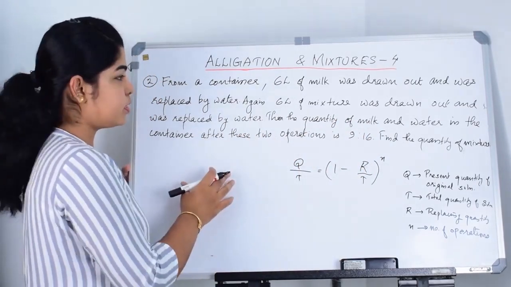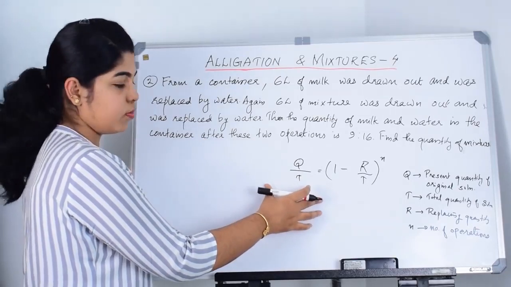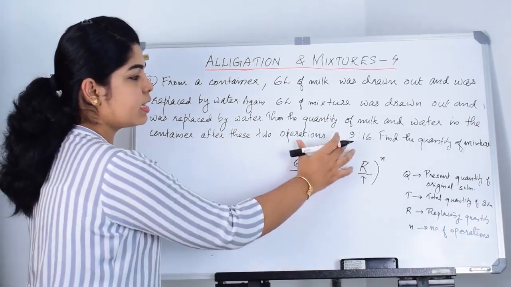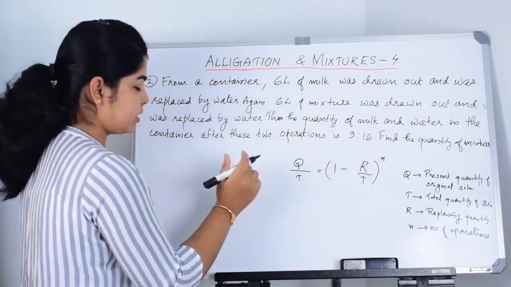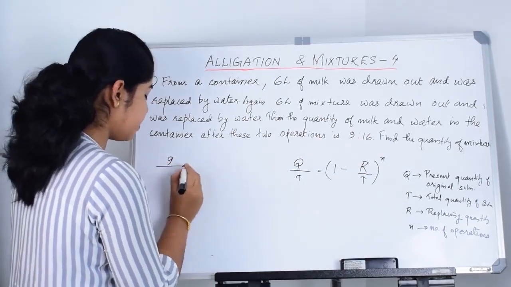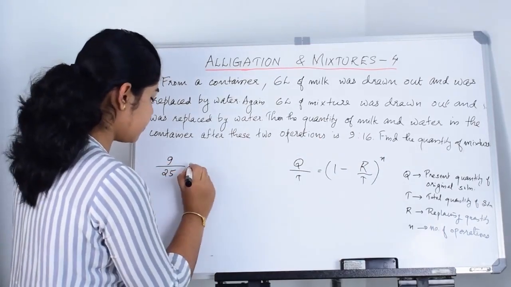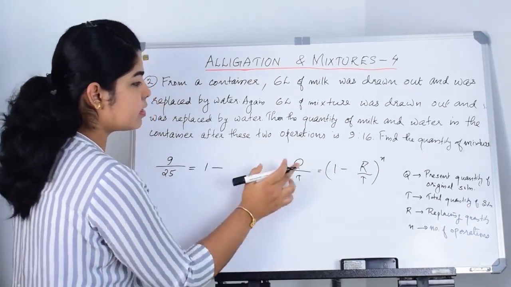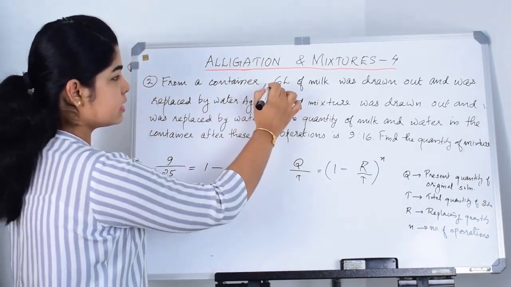So now let us substitute the given values into the formula. Q by T: Q by T is 9 by 9 plus 16. 9 by 9 plus 16 is 25, which is equal to 1 minus R by T, where R is the replacing quantity, which is 6 liters.